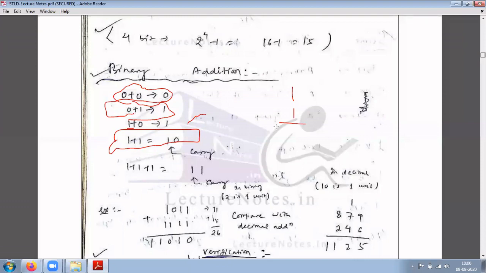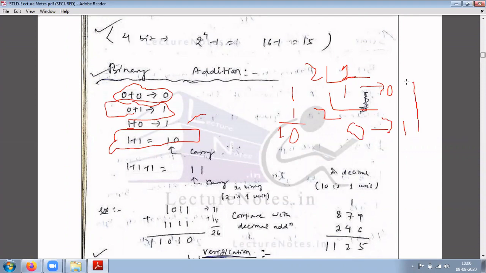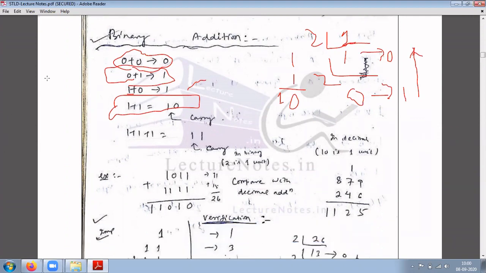Actually 1 plus 1 is 2, but how do we represent 2 in binary? 2 is 10. If you convert 2 to binary, divide by 2: quotient is 1, remainder 0, then divide again by 2, quotient 0, remainder 1. So you go from bottom to top, and this becomes 10. Got it? Similarly, 1 plus 1 plus 1 is how much?